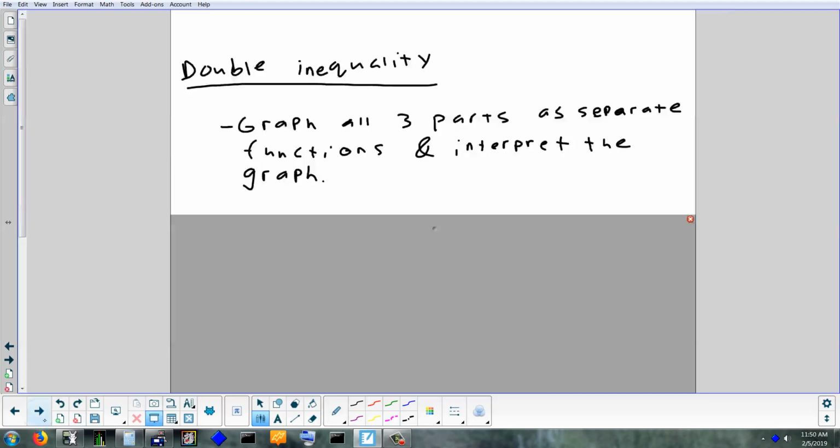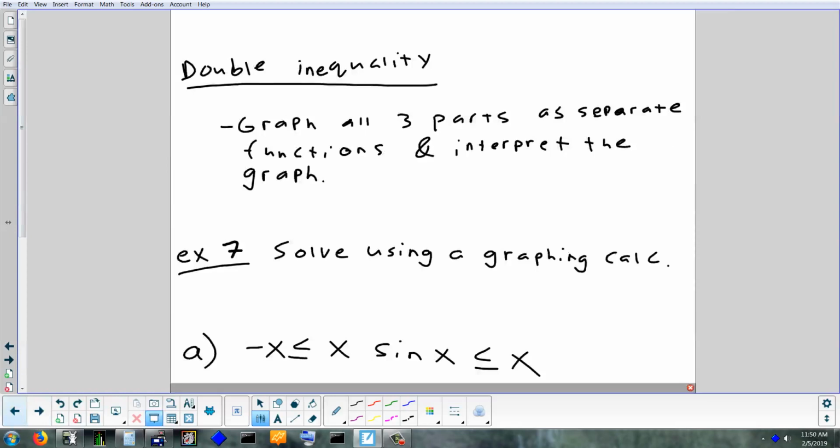All right. And last one. So the last one is a double inequality. So what that means on the calculator is you're going to type in 3 things. And we're usually looking for where something is sandwiched between 2 things. Color makes it a little easier to see. You don't need color to do it. But it just makes it easier to look at. So with a double inequality, you're going to have 3 parts. Left, middle, and right. Put one of them in y1, one of them in y2, one of them in y3.